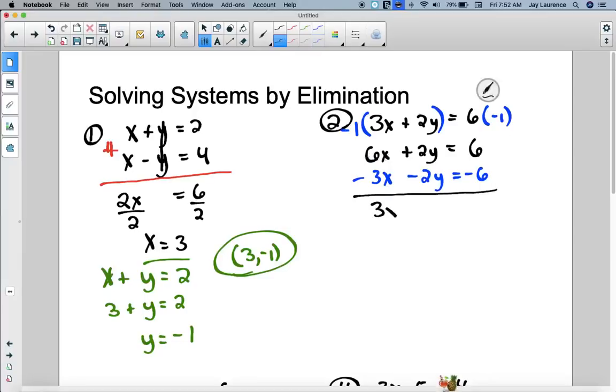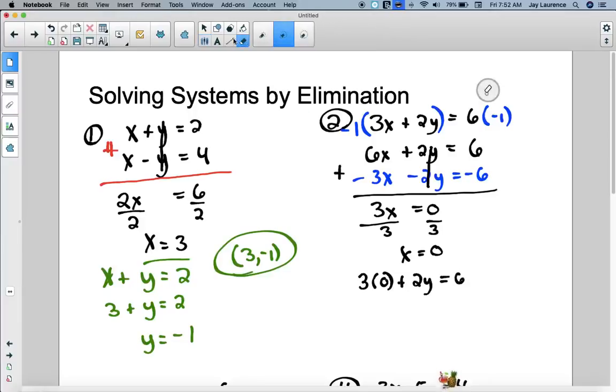So I'll get 3x, those cancel, and that'll equal 0. Solving for x will tell me that x equals 0. Now, I can take any one of those three equations and substitute 0 in for x. So I'll do it to the first equation just because the coefficients and constants are a little smaller. So go 3 times 0 plus 2y equals 6.